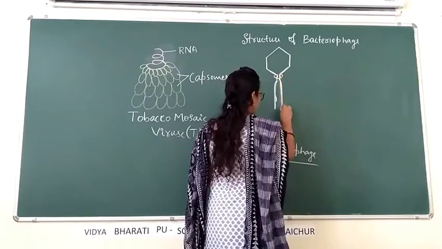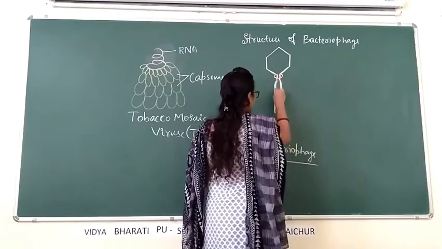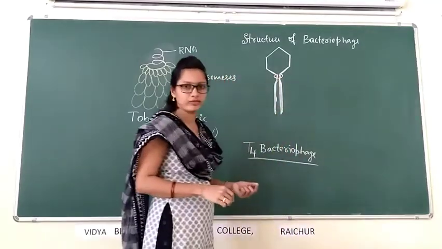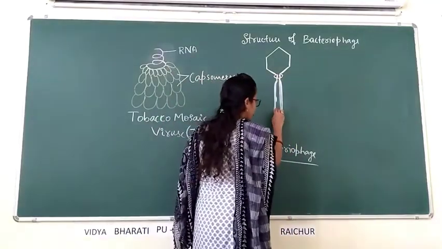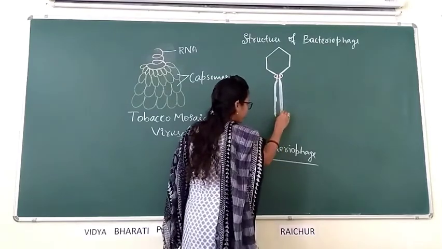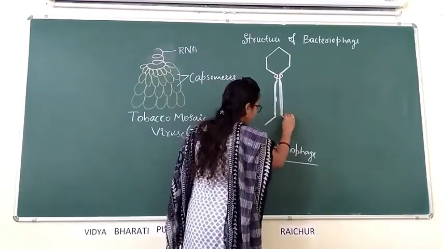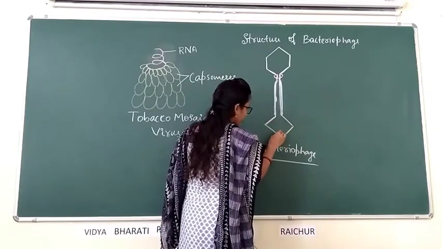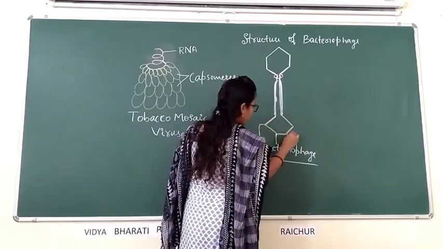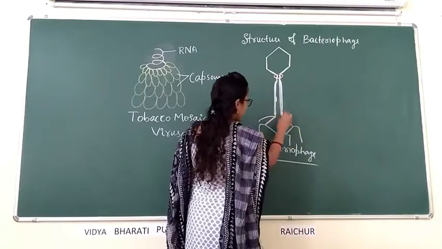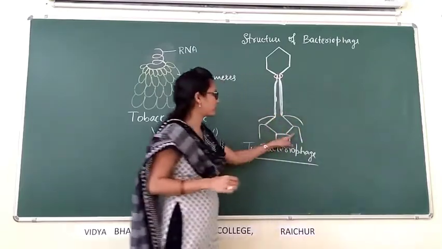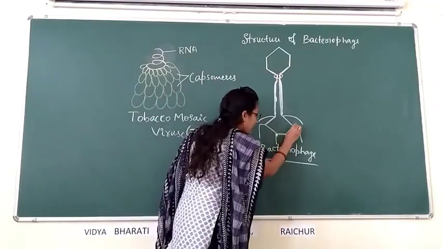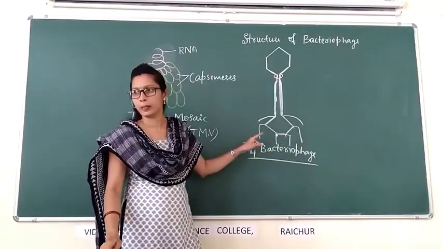This is the tail. The last part of the bacteriophage is the tail. And at the end of the tail, the tail plate is present, containing tail fibers. These are tail fibers. And here small pins are also present, the tail pins.